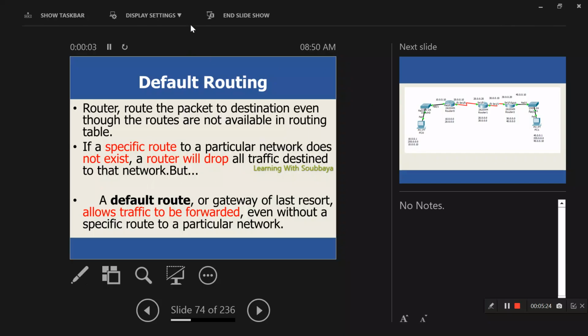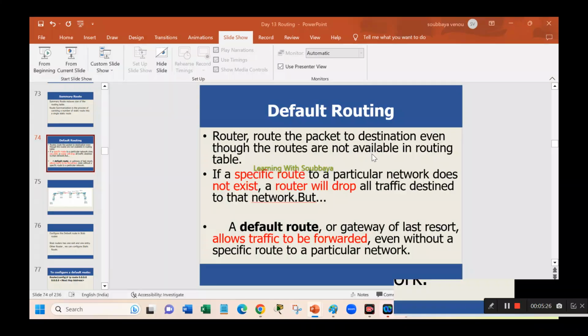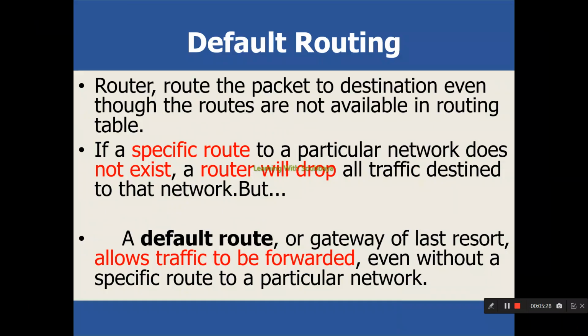The router routes the packet to the destination even though the routes are not available in the routing table. If a specific route for a particular network is not available, normally the router will drop the packet. But when you configure a default routing protocol, the packet will be forwarded to the next hop address. So the default route is also called the gateway of last resort.